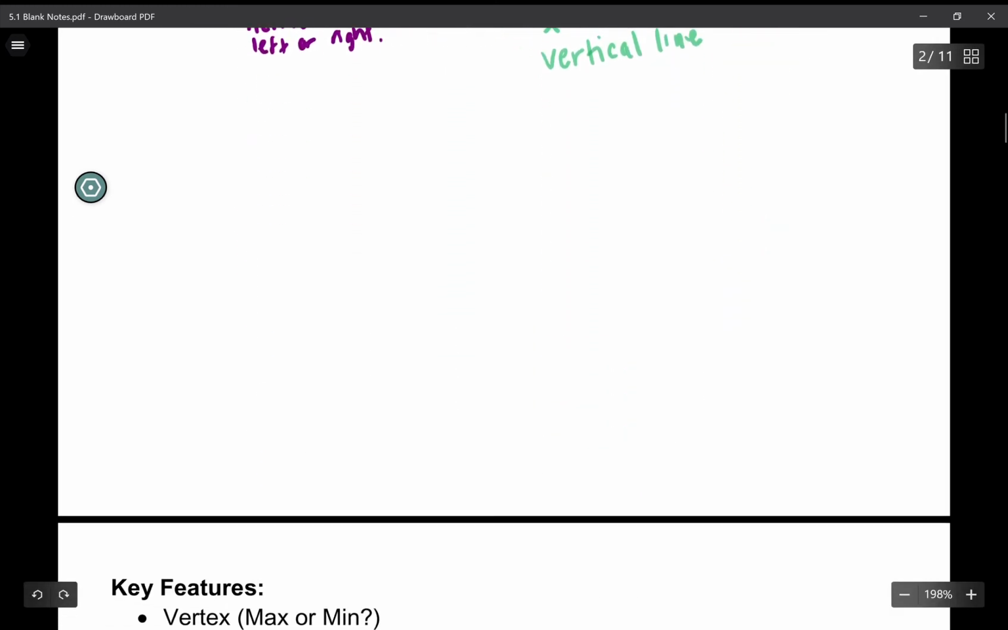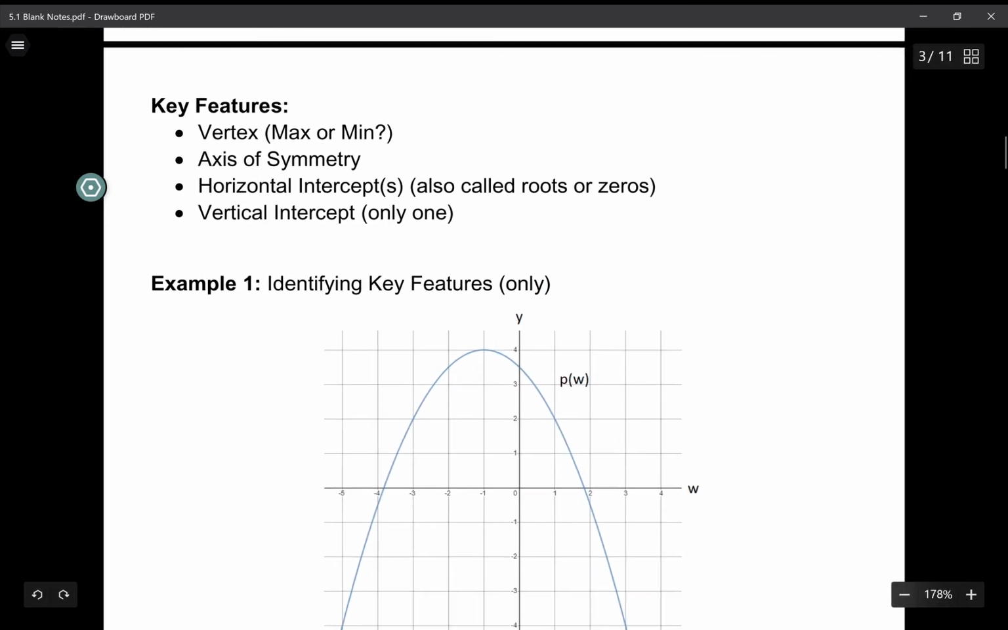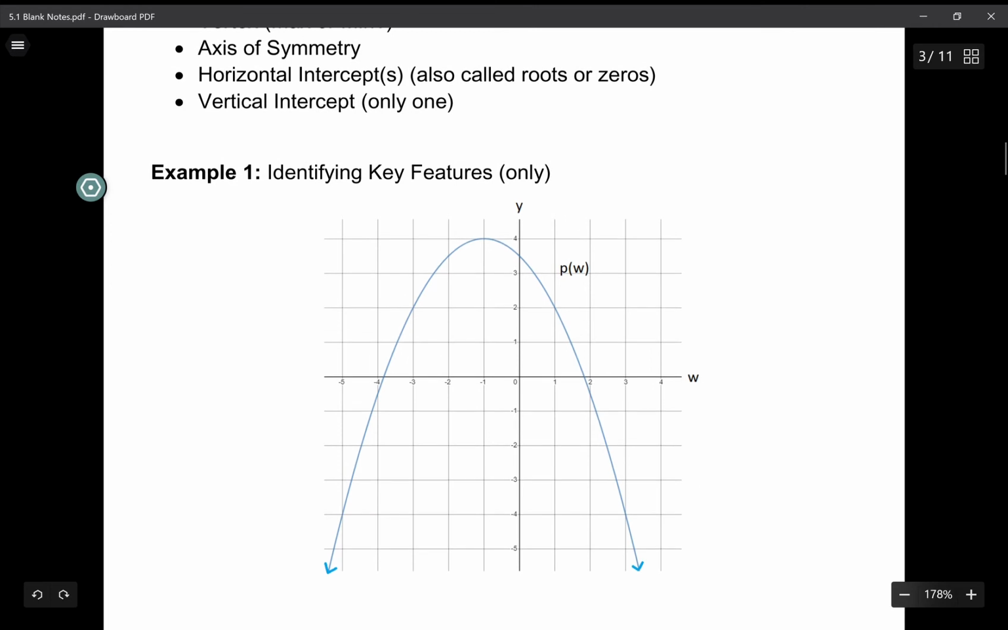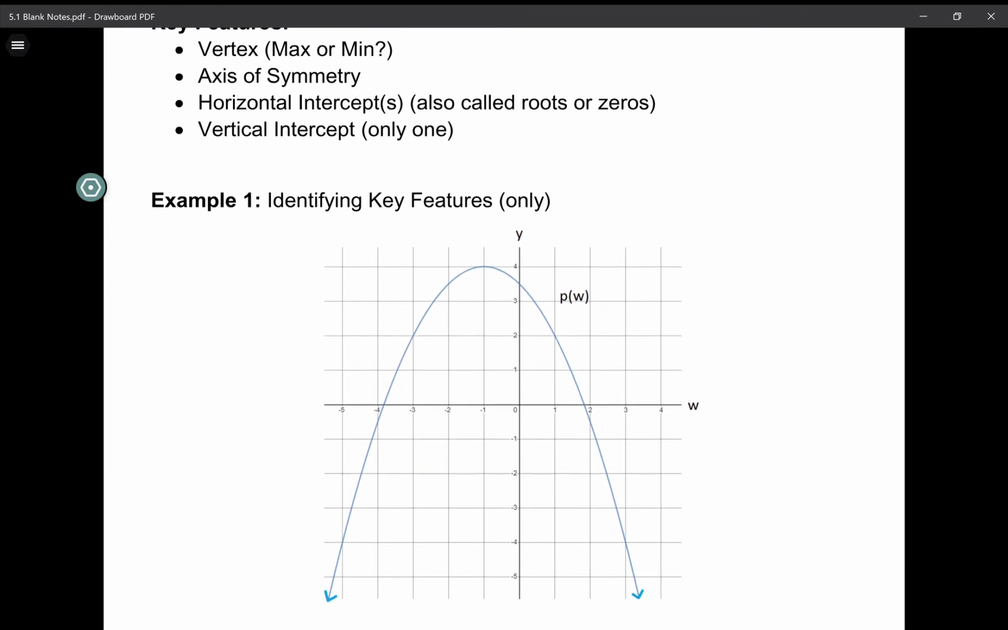All right, let's practice identifying these guys. Here's a graph we're going to look at, and we're going to label all the things we just learned about on this graph. So let's start with the top. Is this going to be a max or a min? Well, I can find the vertex right here. And the vertex is, in this case, a mountain, so this is a maximum vertex. It's a max.